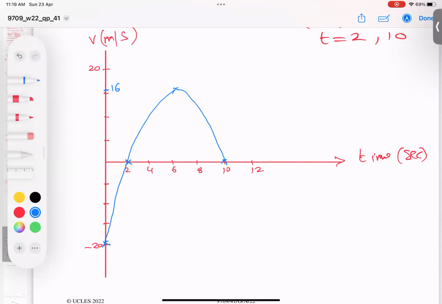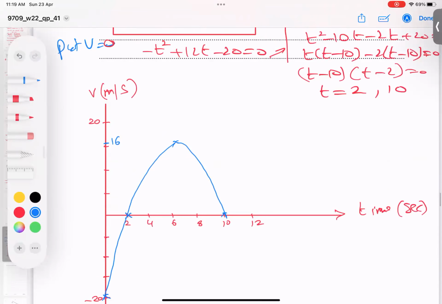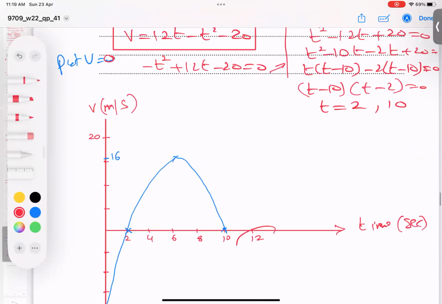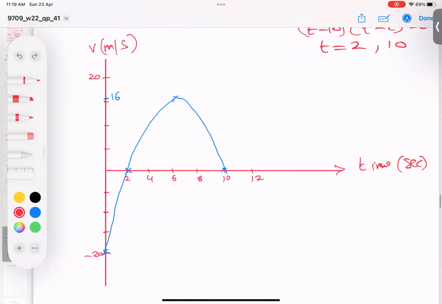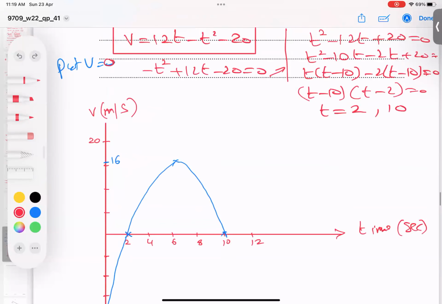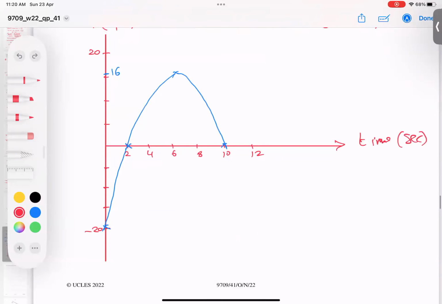Okay, and now I can finally find the velocity at 12. So for the sake of understanding, I will plug in 12 into the equation. When I plug in 12, 144 minus 144, it means minus 20. It means it is going back to the same place. Check again: 12 times 12 is 144, and 12 times 12 is 144. They cancel out, so minus 20 is coming. It means it is again at the same position.